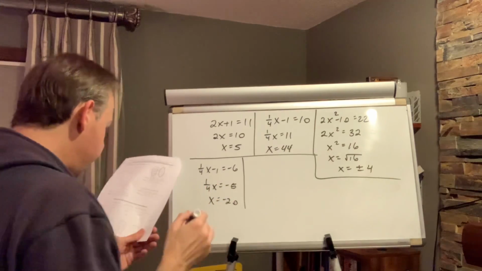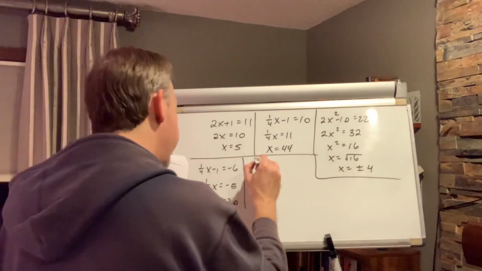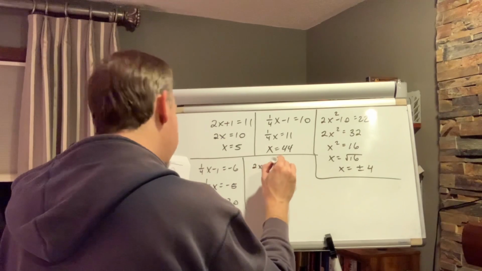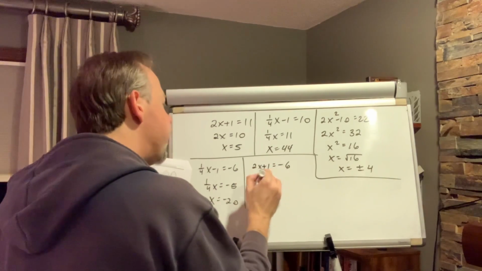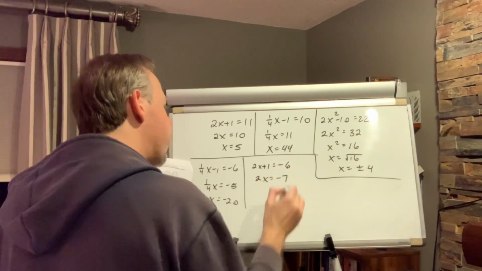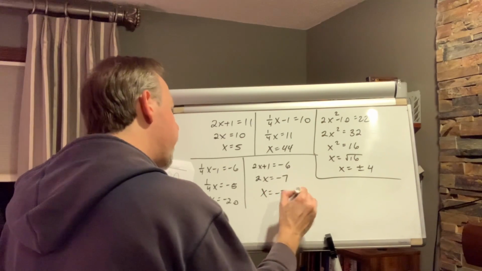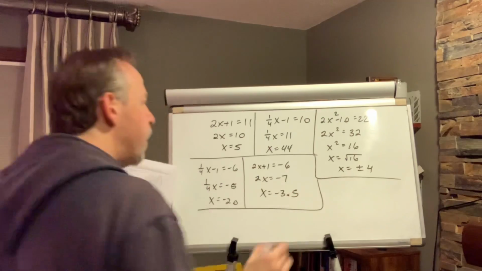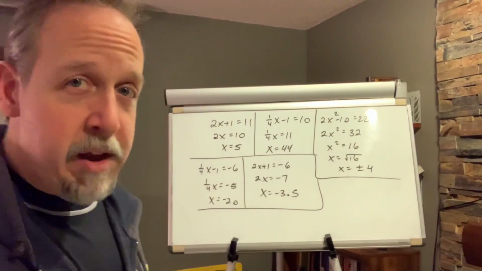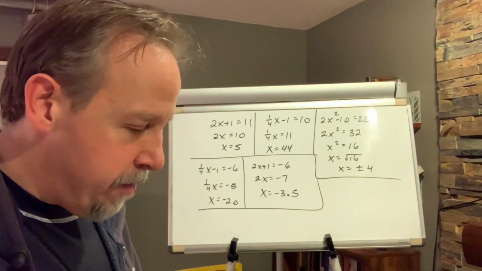And f of x equals negative 6. Take the f of x function, 2x plus 1, set it equal to negative 6. Subtract 1 from both sides. 2x equals negative 7. Divide by 2. That's negative 3.5. So that's all the math and answers for the bottom of that page.